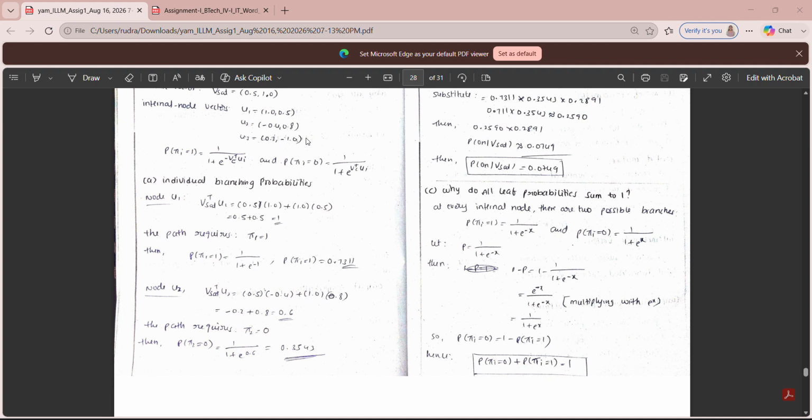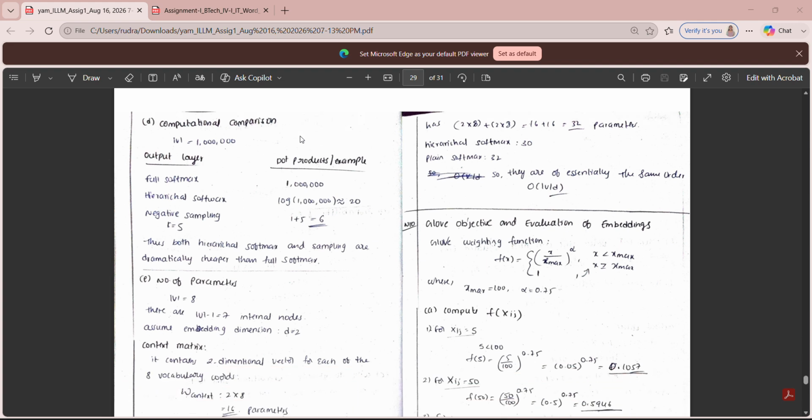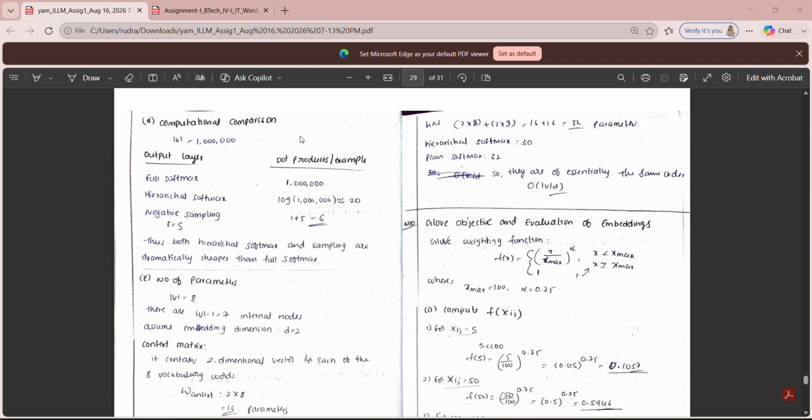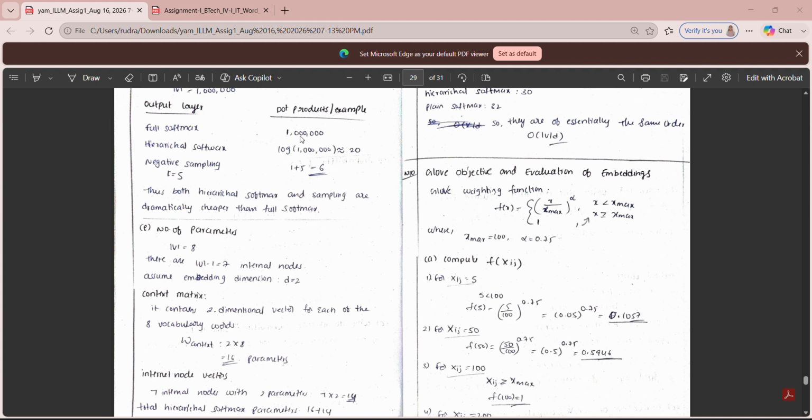For a vocabulary of 1 million words, full softmax requires 1 million output dot products. A balanced hierarchical tree requires approximately log2 of 1 million, which is about 20 dot products. Negative sampling with 5 negative samples requires 5 negative computations plus the positive one, so approximately 6 output computations.